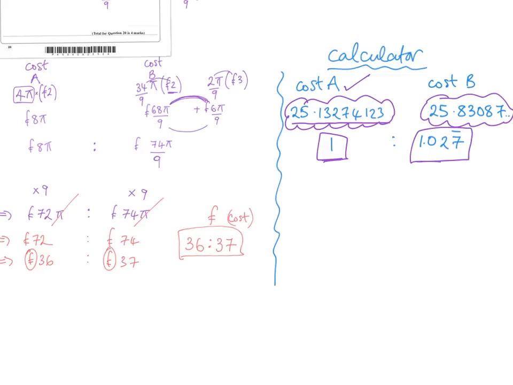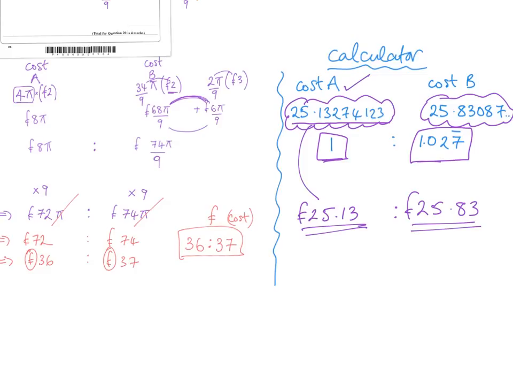face B. Or you could go from here and say for every £25.13 you spend on watch face A, you'd have to spend £25.83 or thereabouts on watch face B.